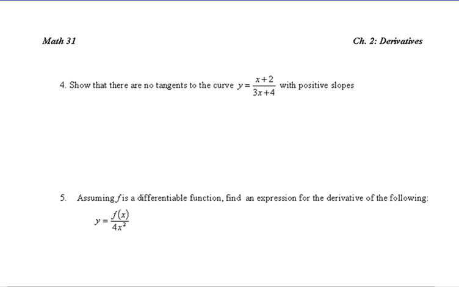Show that there are no tangents to the curve y equals x plus 2 over 3x plus 4 with positive slopes. Okay, what does that mean? First of all, tangents to the curve, what is that really talking about? What are the tangents to our curve? The derivative, right? They are instantaneous slopes. So that's the derivative. We want to prove that our derivative is always what? Negative. Our derivative is always negative. That's what we want to prove.